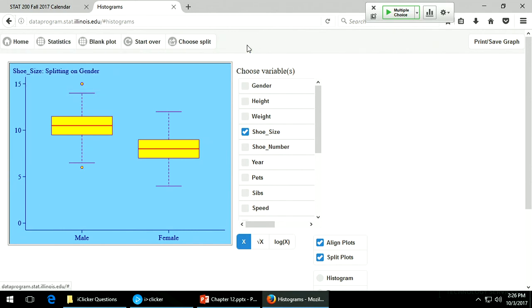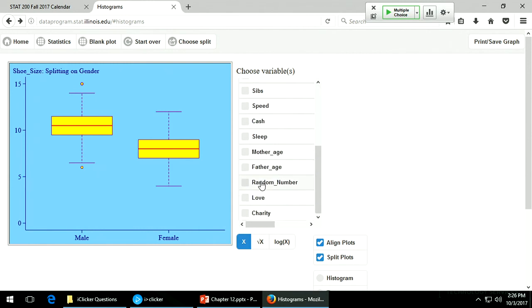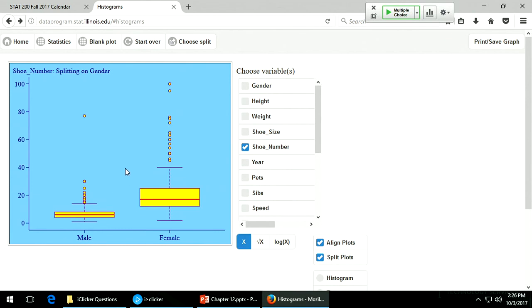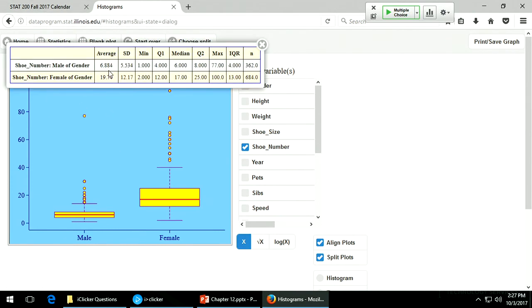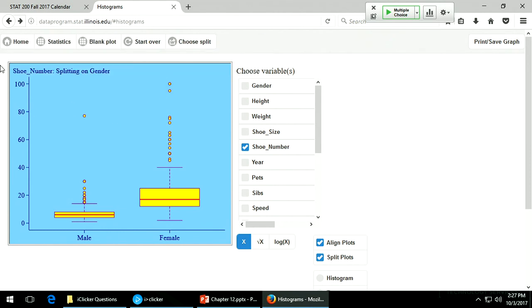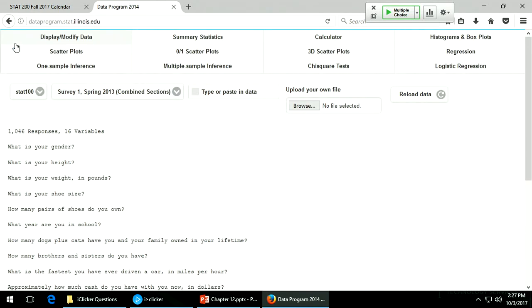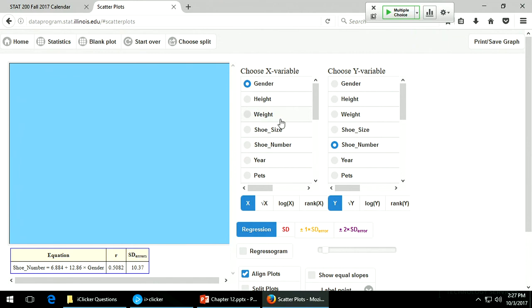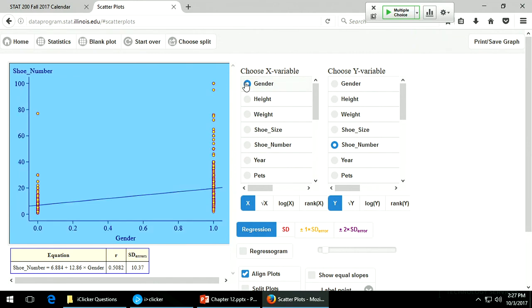This is shoe size, sorry. I want shoe number, very sorry, I apologize. I want shoe number. Okay, so this is what we're looking at, the shoe number. So let's look at the statistics here. And there's our average right there. And so that's what the regression is predicting. Okay? So let's go back home to our scatter plot. And we're predicting gender and shoe number.